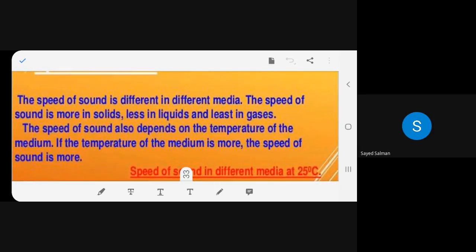We know that speed is different in different media. What we found is that in solid it is the maximum, followed by liquids, and the minimum we get in gases.